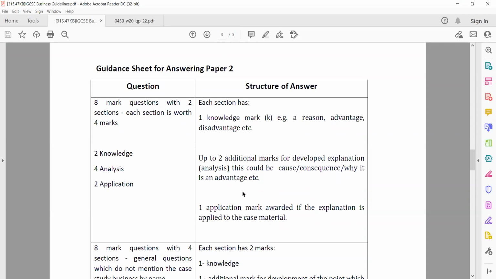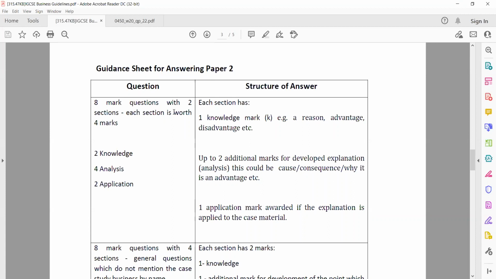Analysis can be the cause, the consequence, the impact, or why it is an advantage, why it is a benefit, why it is a disadvantage, why it is a limitation. And 1 application mark for each.